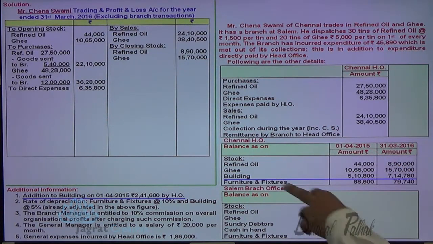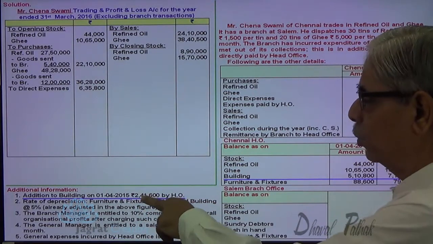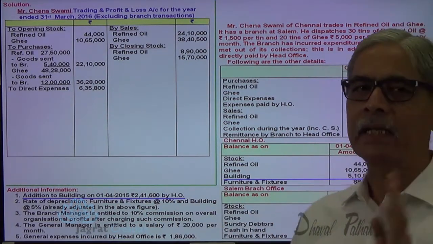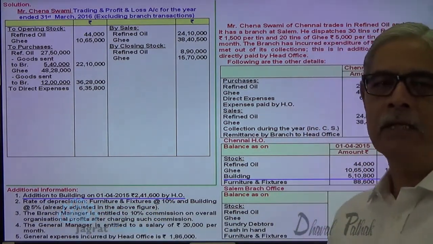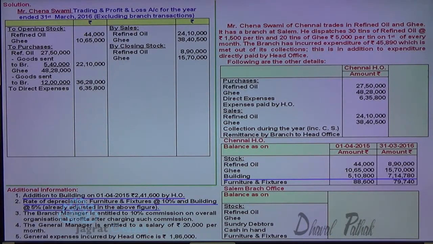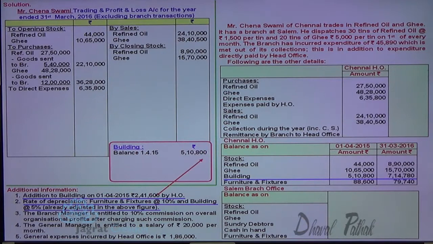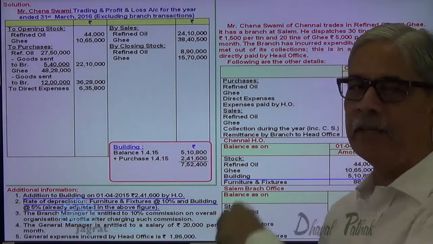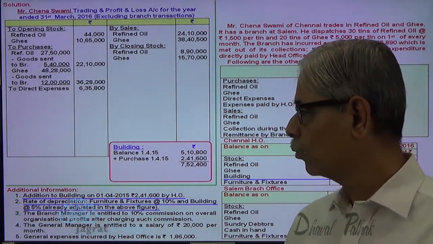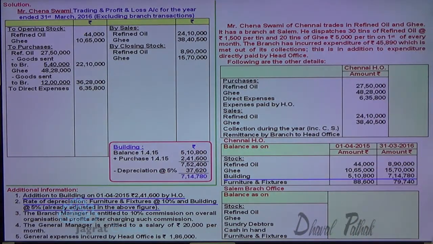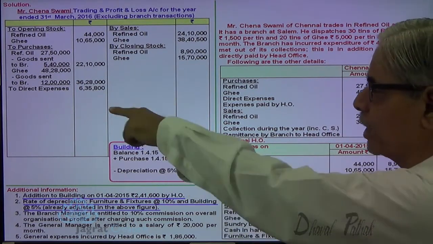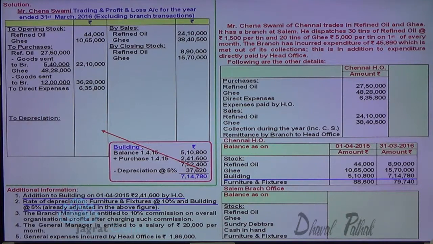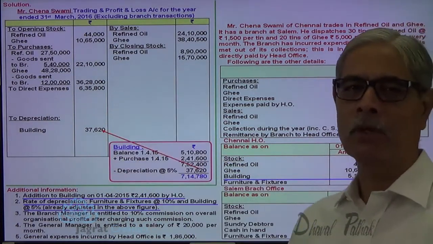Opening balance, building. Now addition to the building, 2,41,600. So let us calculate the depreciation and confirm, because it is already adjusted in the above figure. So we want to just confirm. So opening balance of building plus purchases, so total building, on which we need to provide depreciation at the rate of 5%. So this is the closing balance. This closing balance is already given to you, 7,14,780. So this depreciation will be debited to profit and loss account. So this is how the depreciation is worked out and debited to profit and loss account.